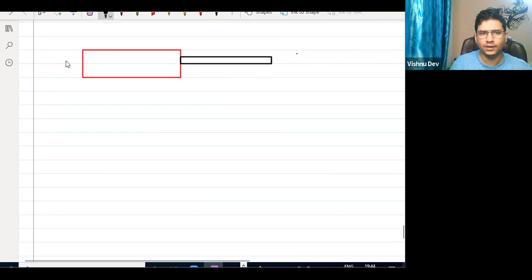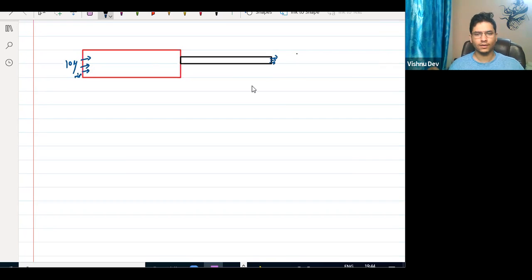Suppose 10 liters of water per minute is flowing inside this pipe. Use your logic, your common sense. How much water will be coming out of this pipe? Less than 10 liters, sir. If 10 liters of water goes in from this end, how much will come out from this end? Less than 10 liters. So what will happen to the remaining water?